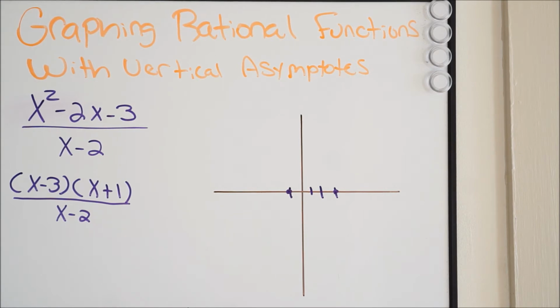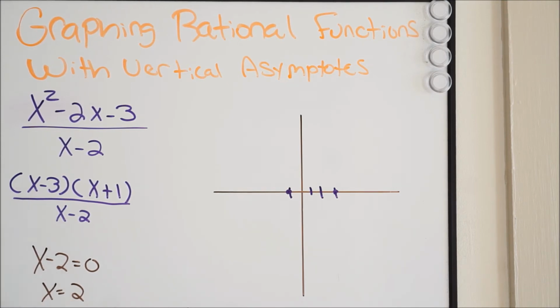Looking at this, we want to look at our denominator. An easy way to remember this is that your vertical asymptote is always going to occur at whatever your domain restriction is. If you want to find your domain, you look at your denominator, which is x minus 2, and you set it equal to 0. Then you solve, and you get x equals 2. So my domain is all real numbers except for 2, and that is where my vertical asymptote is occurring.